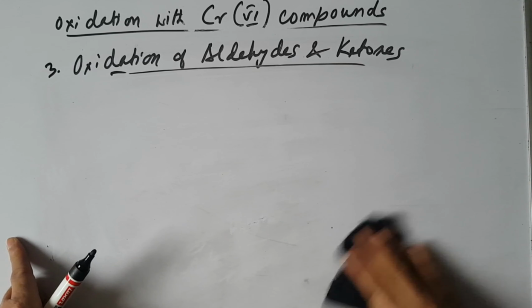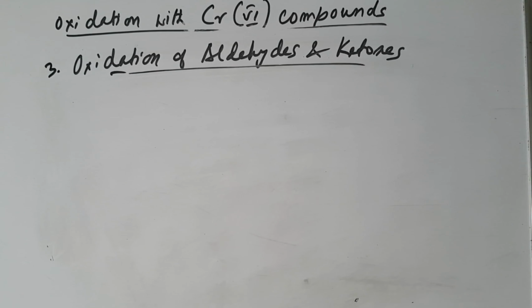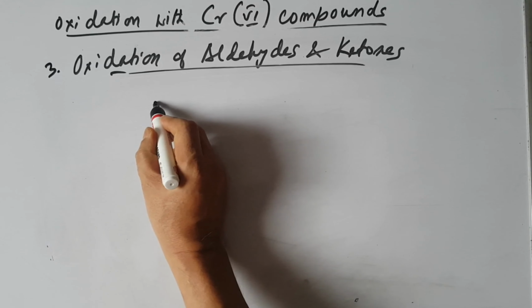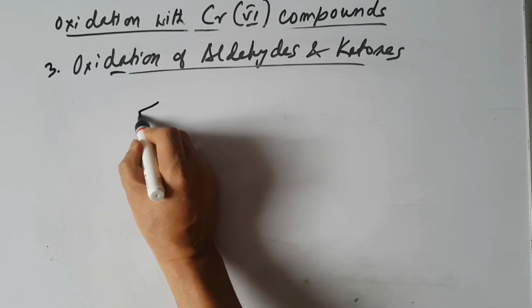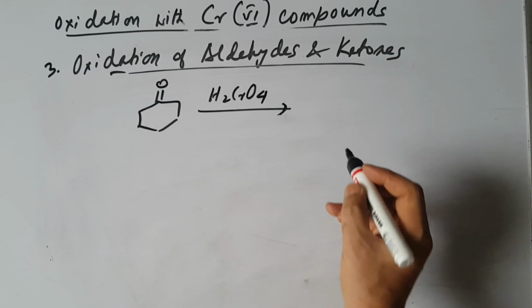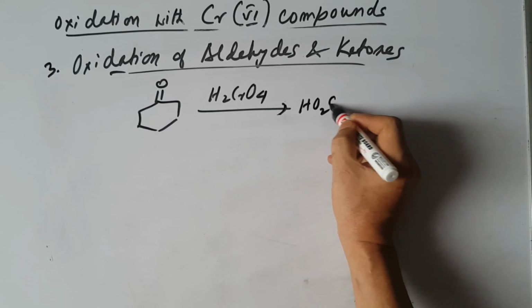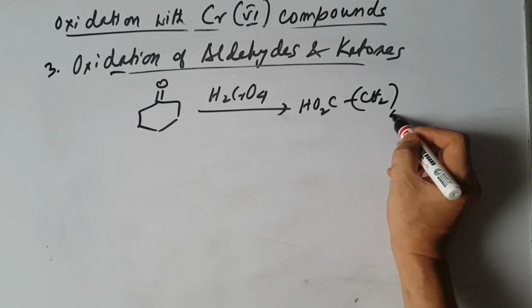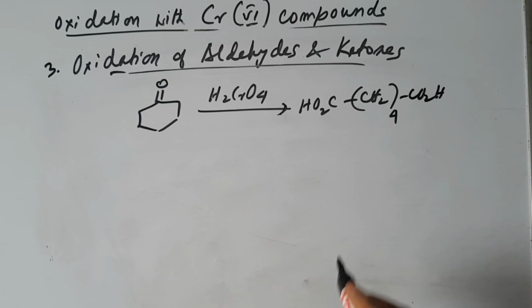But cyclic ketones can be oxidized, with cleavage of the ring taking place. Generally aliphatic ketones are not oxidized, but cyclic ketones, such as cyclohexanone, when reacted with chromic acid, H2CrO4, can be oxidized to a dicarboxylic acid, HO2C-CH2-CH2-CH2-CH2-CO2H. So the dicarboxylic acid is formed like this. Generally, aliphatic ketones are not oxidized, but cyclic ketones can be oxidized.